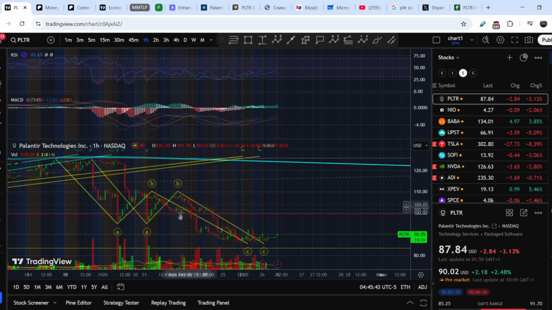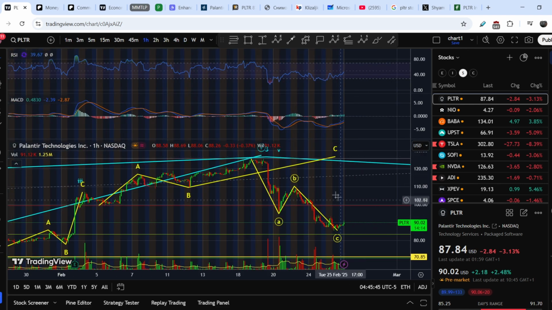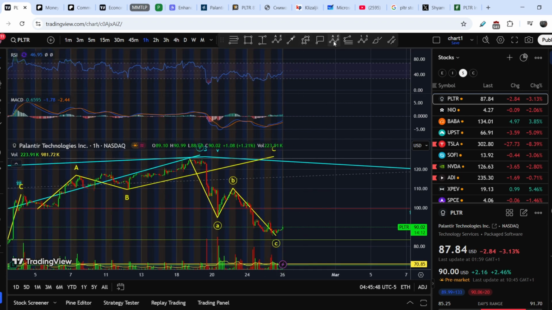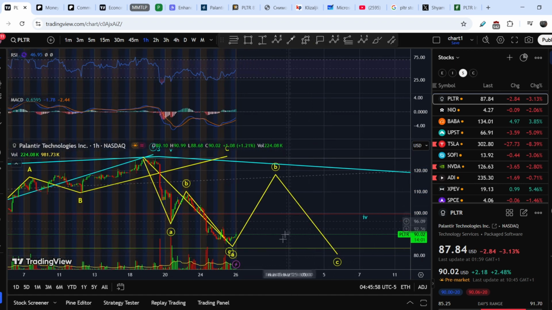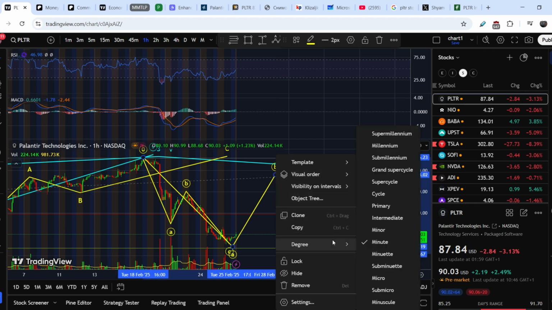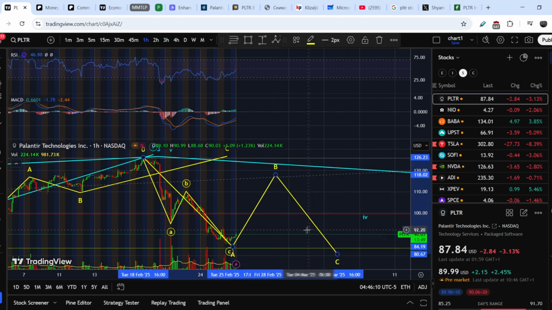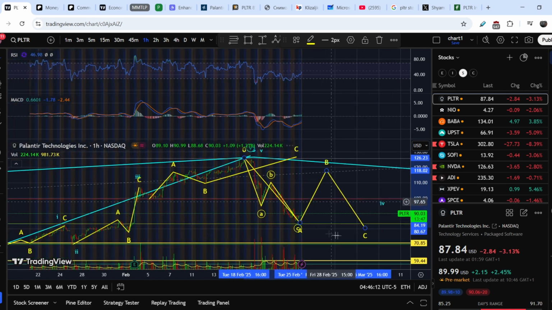Option number 1. This ABC correction is nothing else but an A wave on a bigger scale, and this means we potentially might have this is our A wave. We have to have another leg to the upside that will be our B wave, and another leg to the downside that will complete our C wave. And without this top, I cannot project any even assumption of the bottom of the C wave. Let's, by the way, upgrade the scale of this wave to minor. This is the first option.